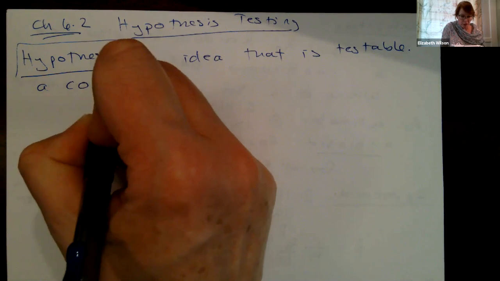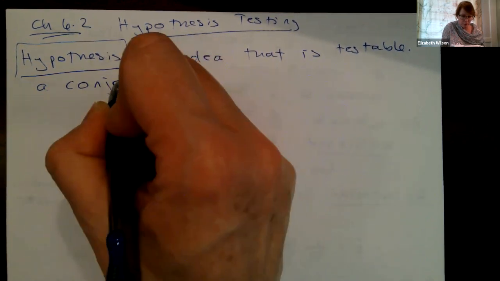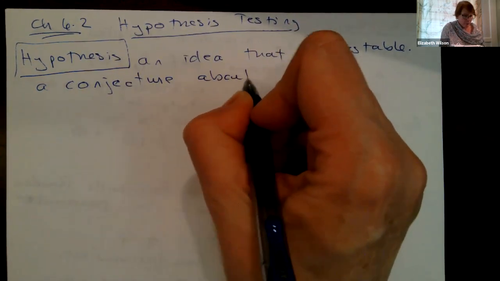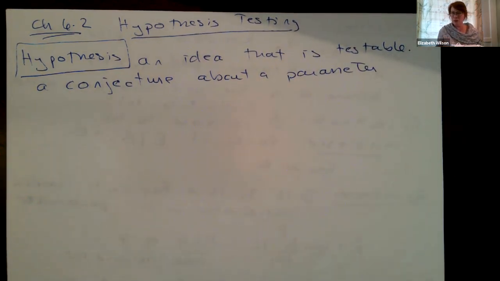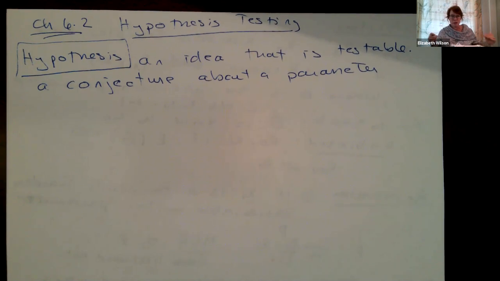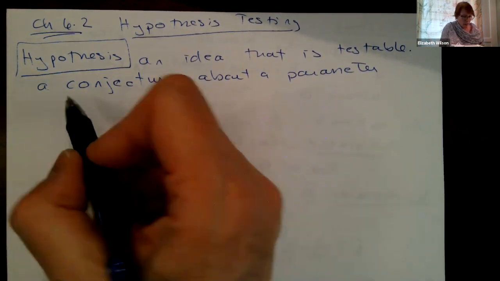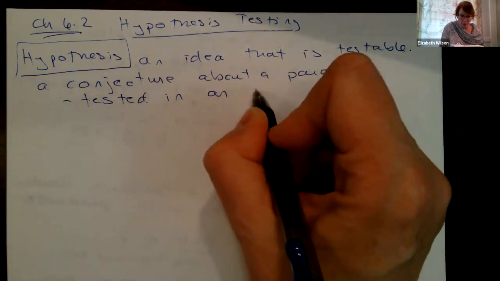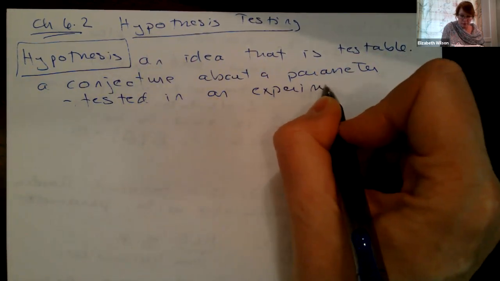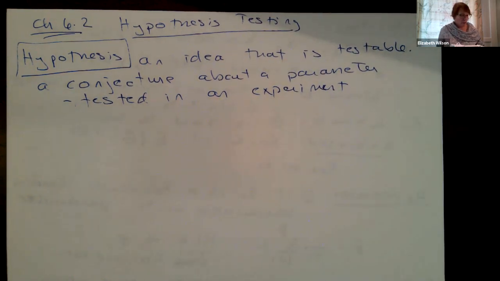It's what we can also call a conjecture about a parameter. We want to make it so that we're really only talking about one thing, because we want to reduce our experiment down to testing one thing at a time, which reduces the confounds in the data. If we have too many things happening all at once, it's going to be hard to piece out what's actually causing the results that we're getting. And so this would all be tested in an experiment.